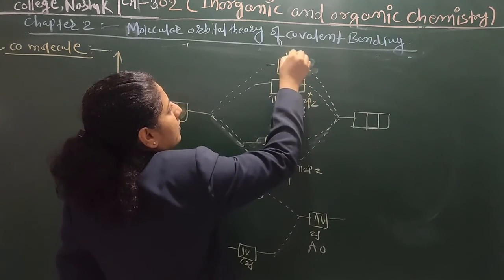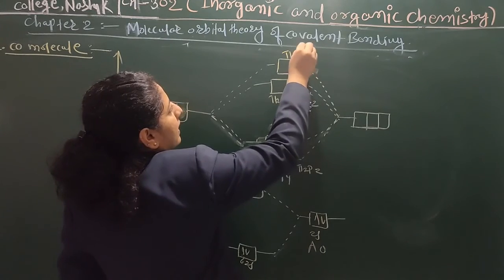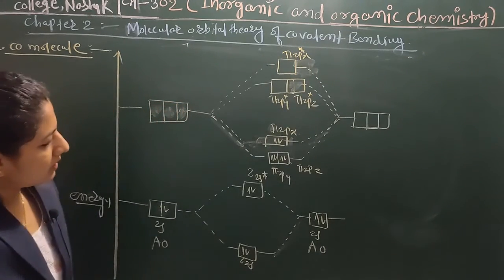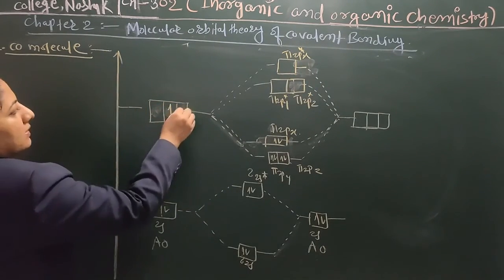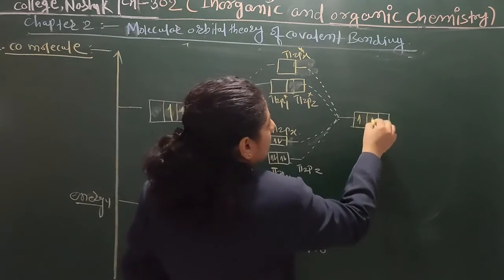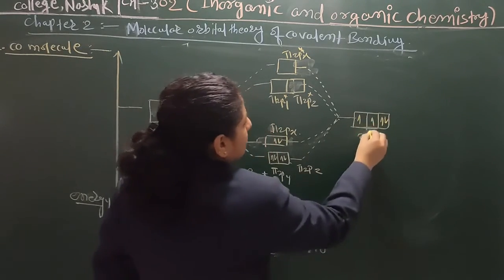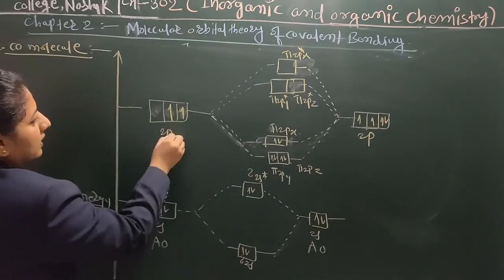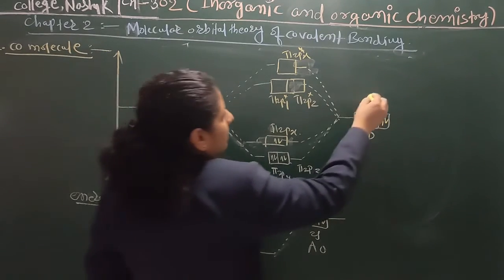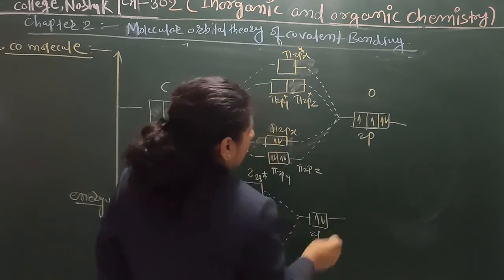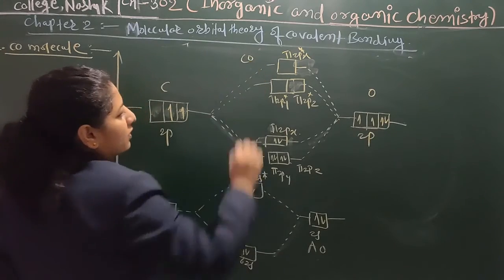Here also are the pi star 2px antibonding molecular orbitals. Here is 2p, here also 2p. So this is the formation of the carbon monoxide molecule. This is carbon, this is oxygen, and this is the CO molecule.